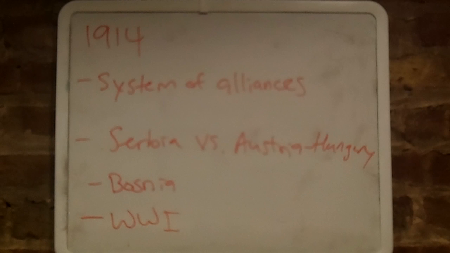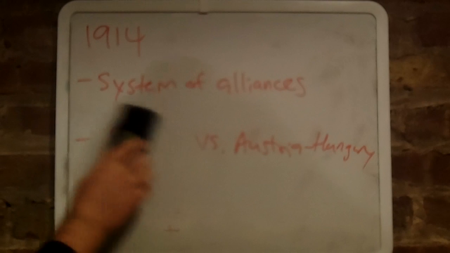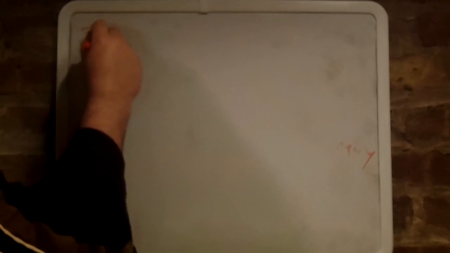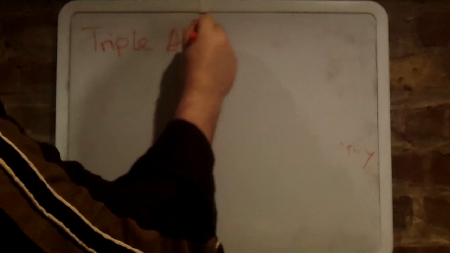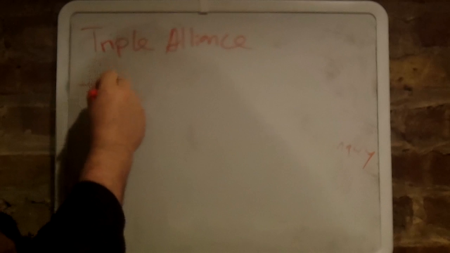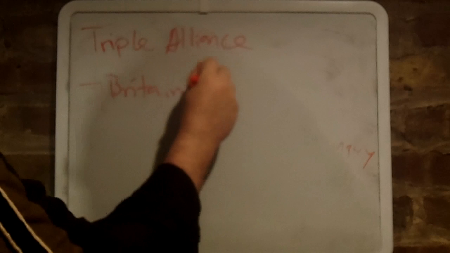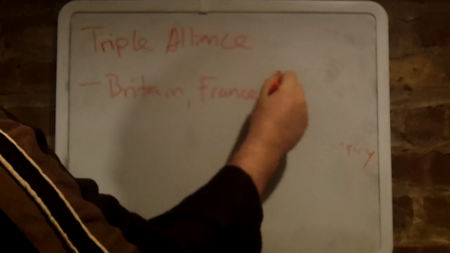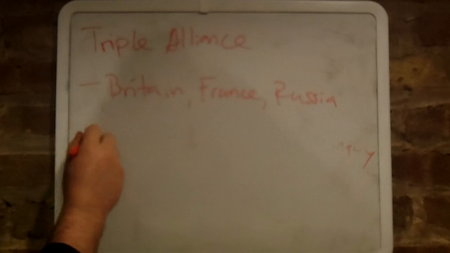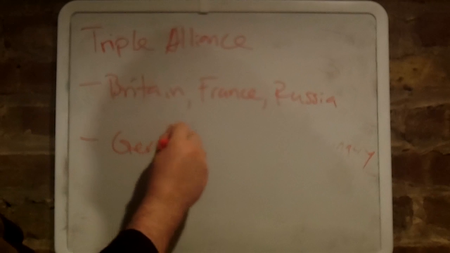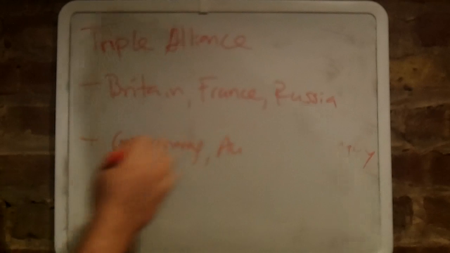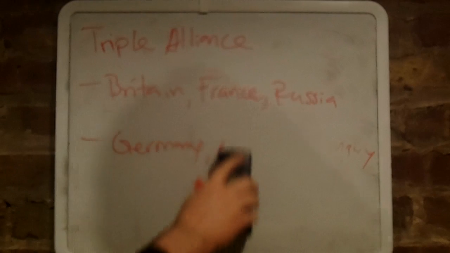Well, let me quickly review the lineup. So you had the Triple Entente. That was Britain, France, and Russia. On the other side, you had Germany, Austria-Hungary, which I'll call AH, and then the Ottomans.